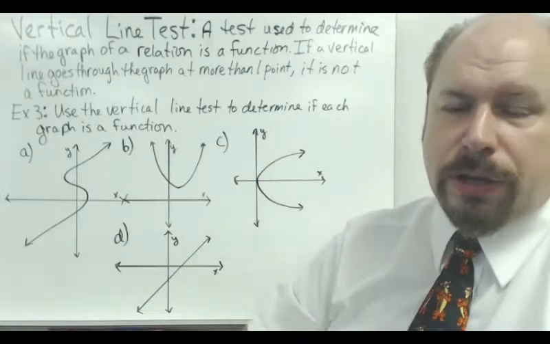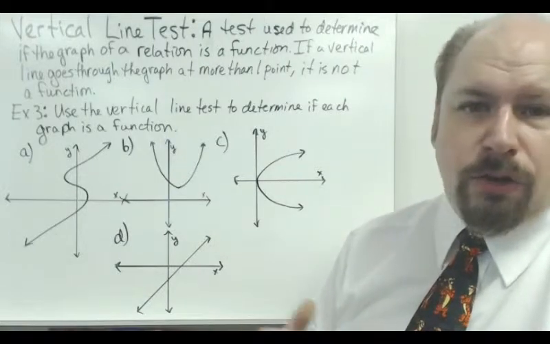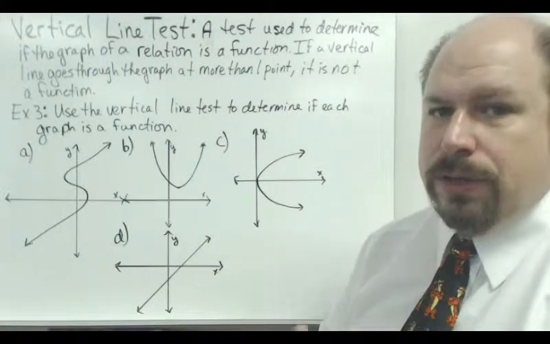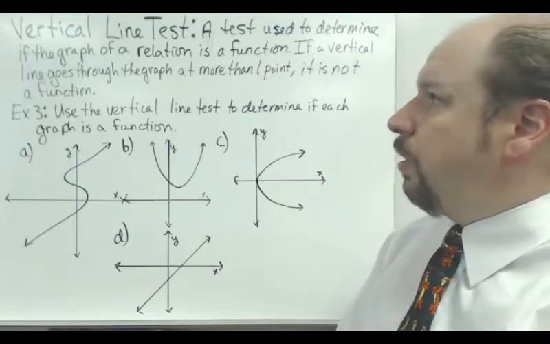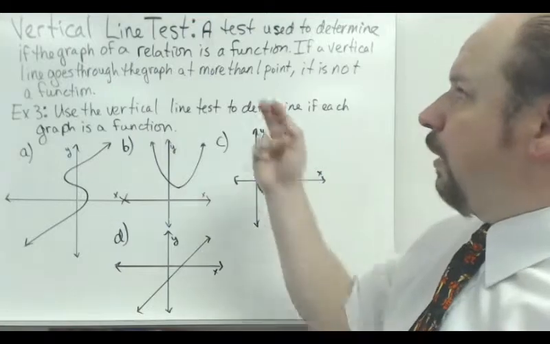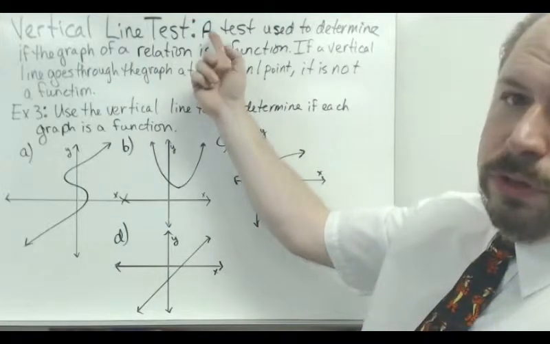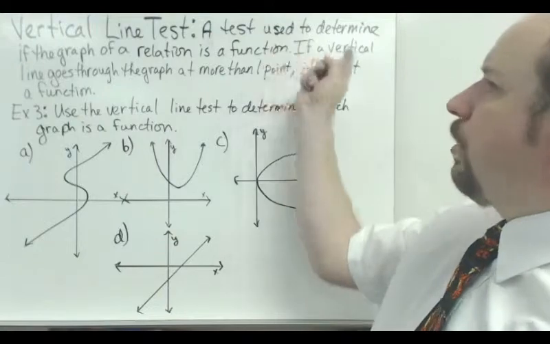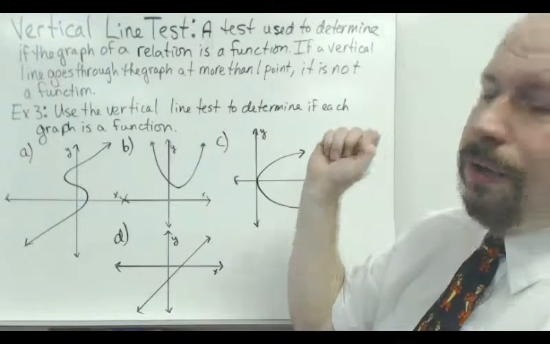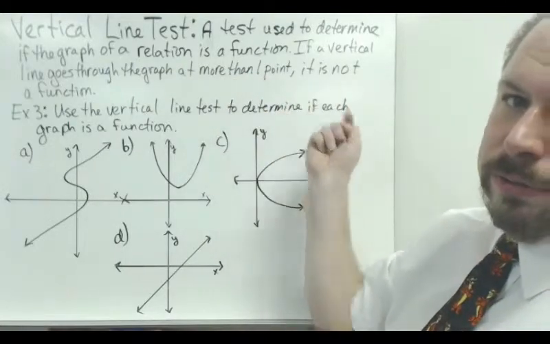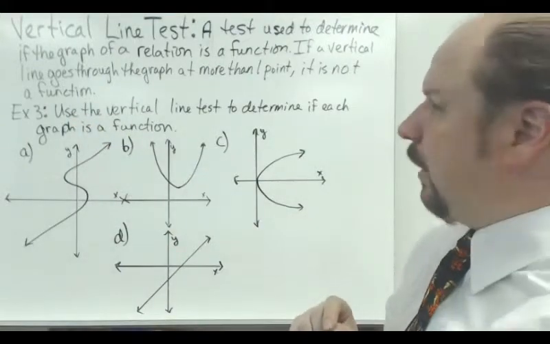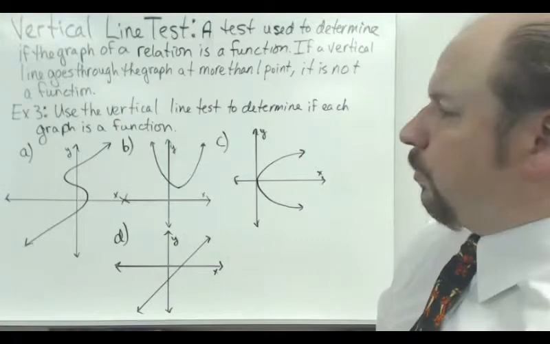The next thing we'll talk about is if we have a graph, it might be nice to have a way that we can use to test to see if a graph is that of a function. We do have a test for that. It's called the vertical line test, and you might remember this test from Algebra 1. The vertical line test is a test that we can use to determine if the graph of a relation is a function. If a vertical line goes through the graph at more than one point, it is not a function. In example 3, we're going to use the vertical line test to determine if each graph is a function.